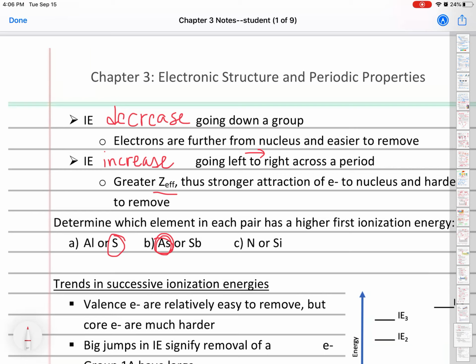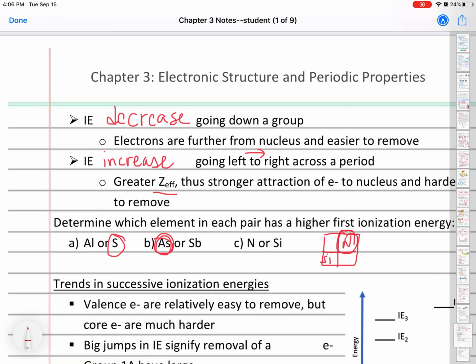And then with nitrogen and silicon, all right, they are located like this on the periodic table. So here's nitrogen and here is silicon. Okay, so nitrogen is both above and to the right. And silicon is both below and to the left.